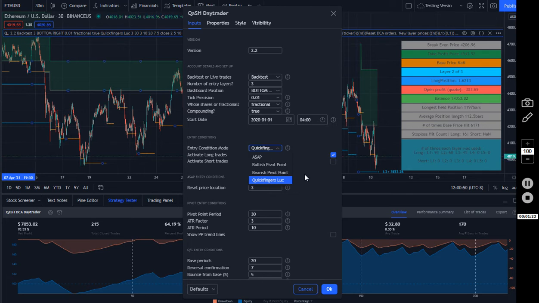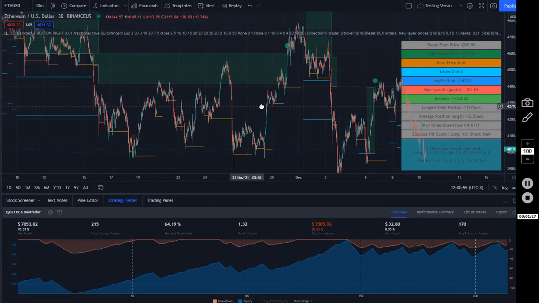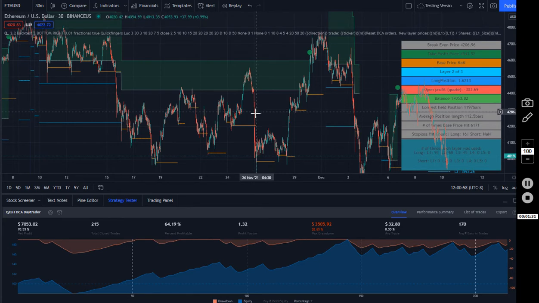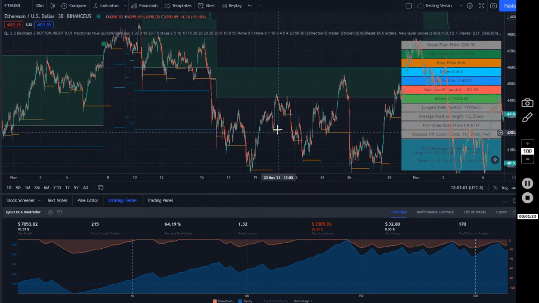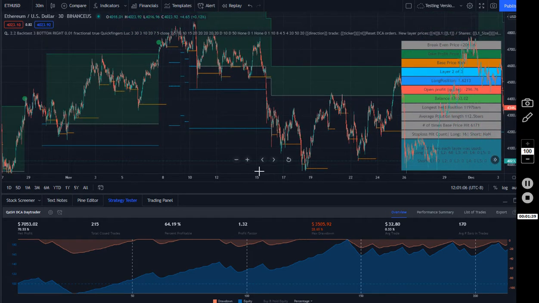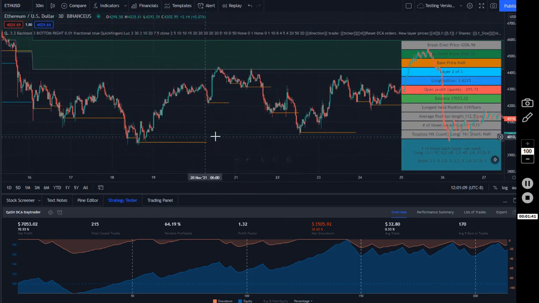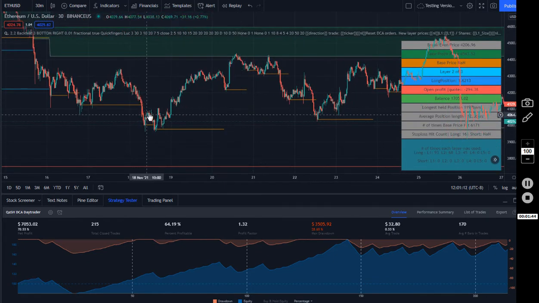So the whole premise behind Quickfingers Luc strategy is if you have a coin that is showing that it has buyers in the market, then when it drops, it's likely to bounce back up. The way you define that is if you have price that is dropping down and bouncing, then that means you have buyers in the market. Price goes down and it bounces, that means you have buyers. That means price is at a discount and there's a lot of people who see that discount and they want to buy the dip, and it pushes the price back up.